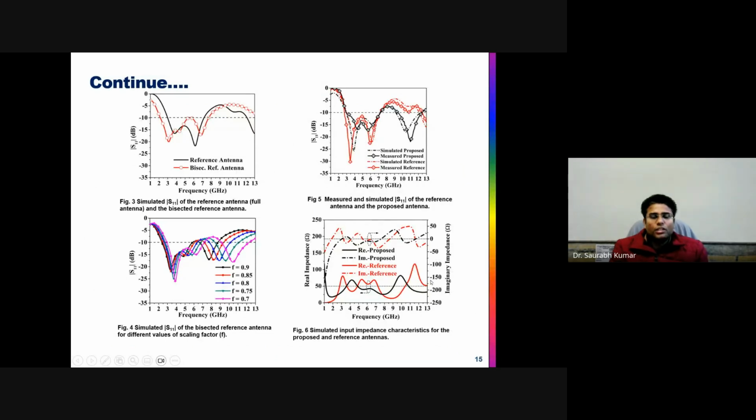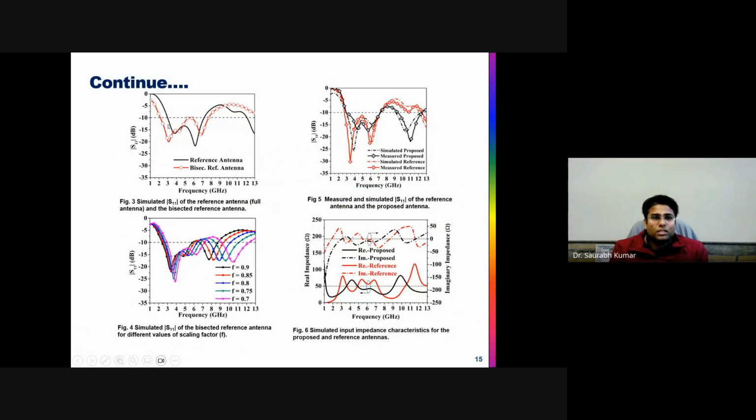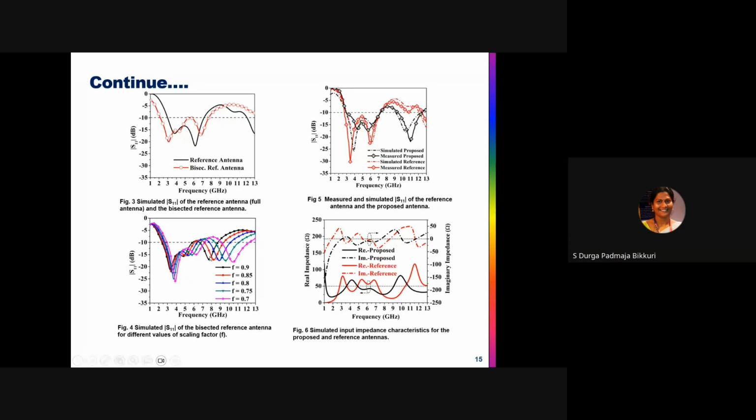So this is the response of the reference antenna and the bisected antenna. The bisected antenna is giving similar behavior, but the resonance is a little bit downshifted. So one can say it is miniaturized. One reason is that the antenna is half the size. The other is that the radiation is now coming at the lower frequency also.